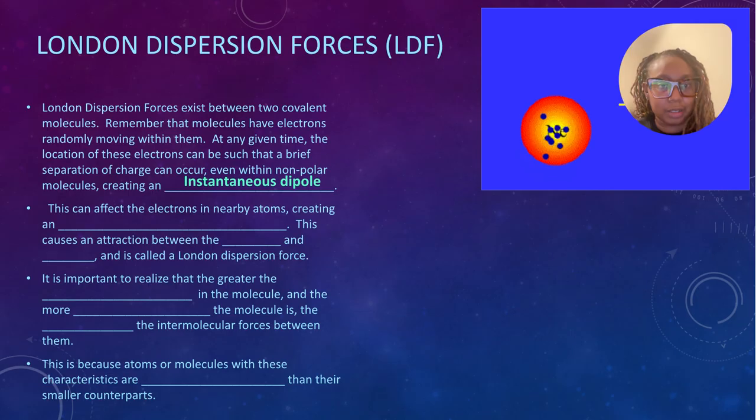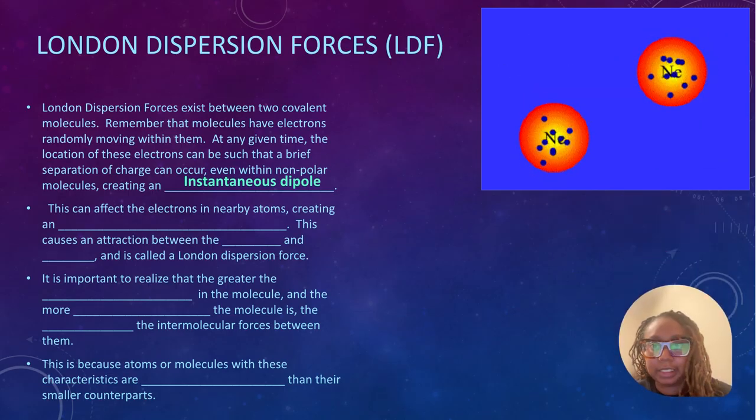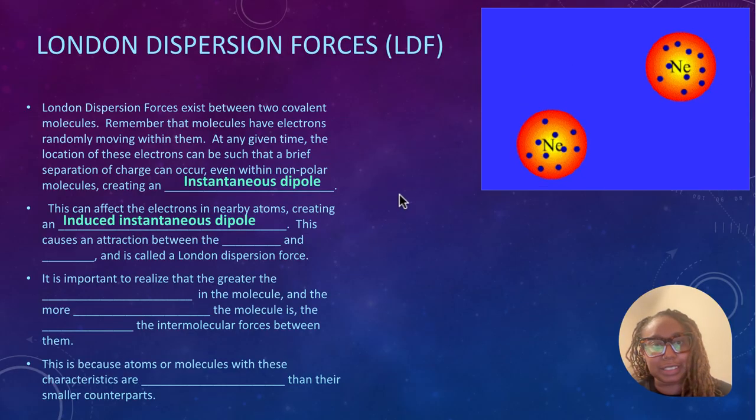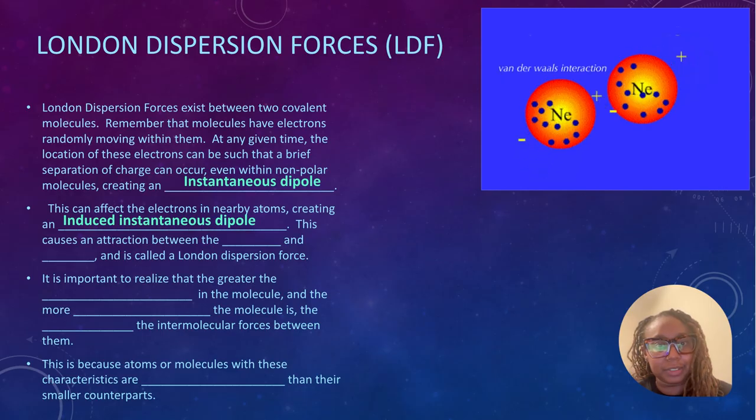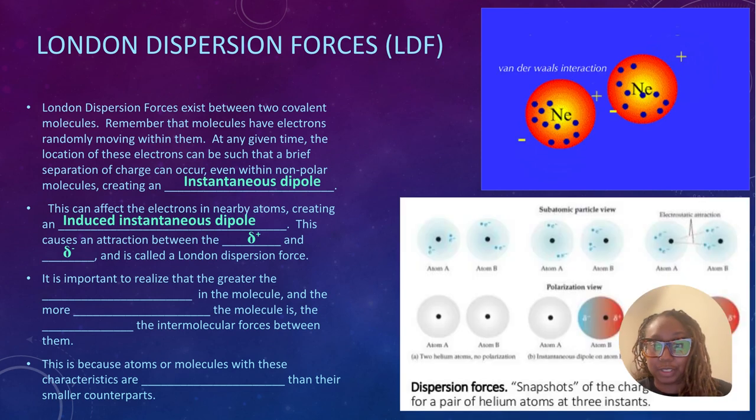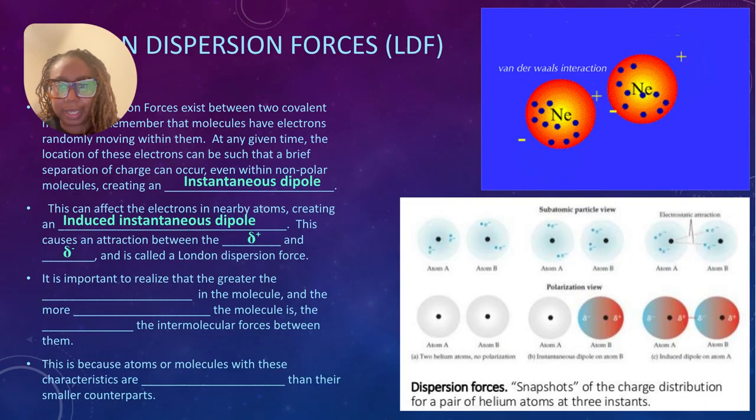These can affect electrons in nearby atoms, creating an induced instantaneous dipole. So you see how, when they're coming together, there's a little dipole, basically the little mini thing where they come together. This is an attraction between the partial positive and the partial negative, and it's called a London dispersion force. It is important.